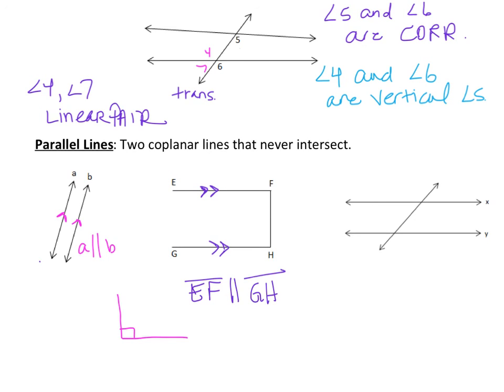All right, and then the last one, this is what a lot of our pictures are going to look like. Two coplanar lines with a transversal cutting through. So that's your transversal. And then for us to say that these lines are parallel, you would have to have those little arrows on there, and we would say X is parallel to Y.